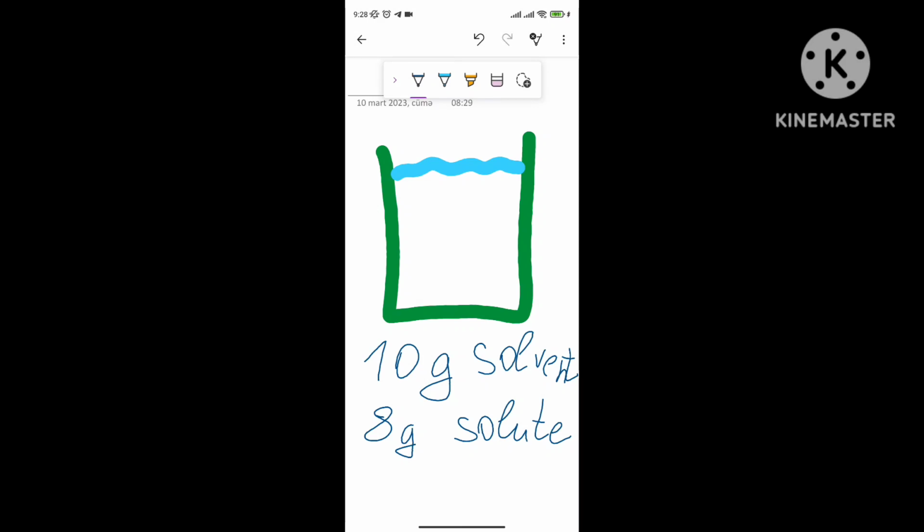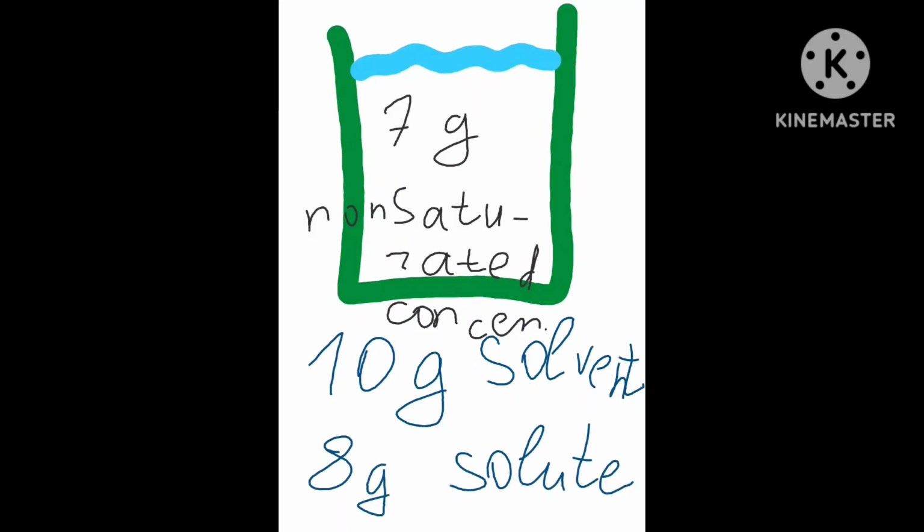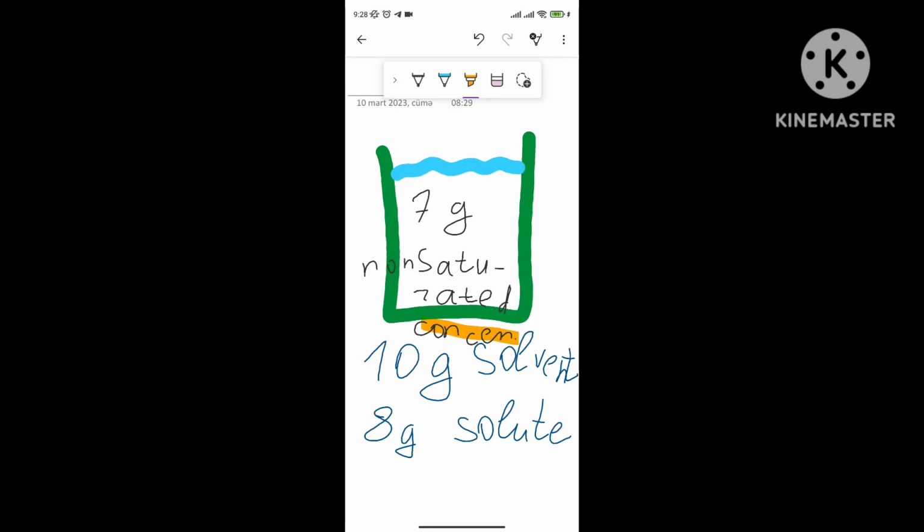In this case, we get a saturated solution. So our solution is saturated because we have already dissolved here the maximum amount of a solute that can be dissolved there. And now it would take not 8 but 7 grams of a solute. In this case, it's not saturated because it still can dissolve some more, like 1 gram. It can dissolve 8 grams, but we dissolve here just 7 grams. So this solution is non-saturated, but it is concentrated.